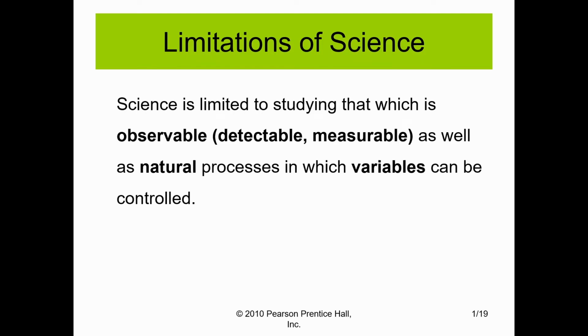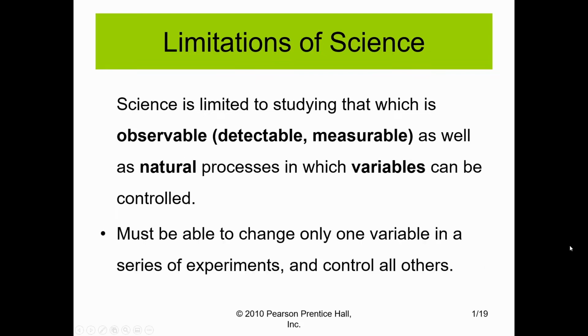Science is limited to studying that which is observable, so we have to be able to detect or measure what we're looking at. It is also limited to natural processes in which variables can be controlled. We must be able to change only one variable at a time in a series of experiments and keep all of the other variables constant.